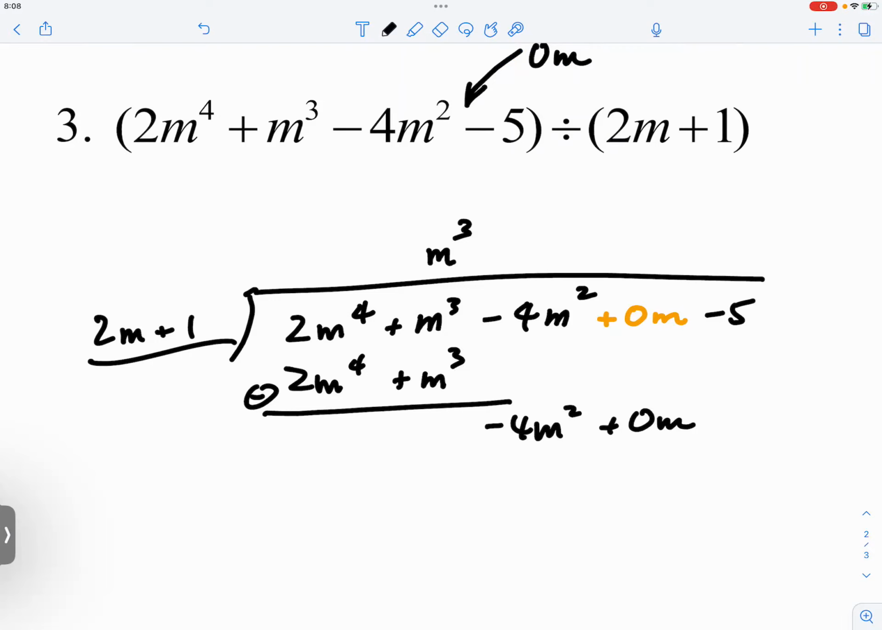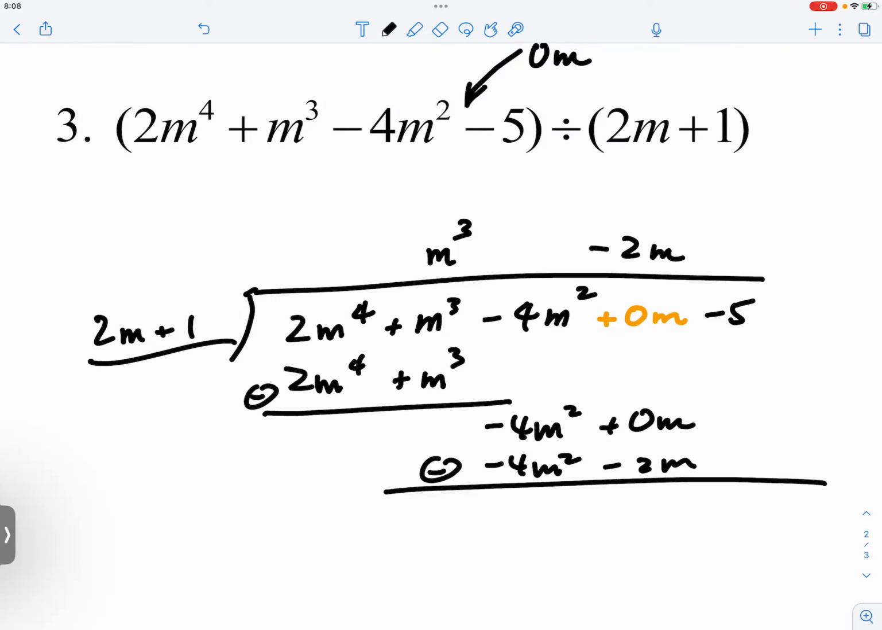And then we ask, so 2m times what would give you negative 4m squared? Negative 2m. So negative 2m times 2m is negative 4m squared minus 2m. So this is subtraction. Therefore, you have a 2m because minus a negative makes it a positive. And you bring down the last remaining term.